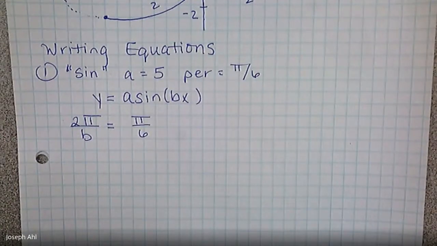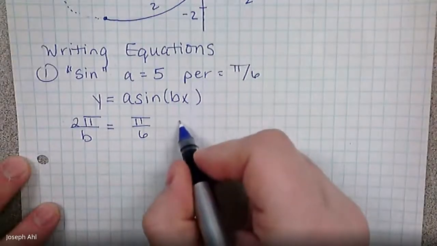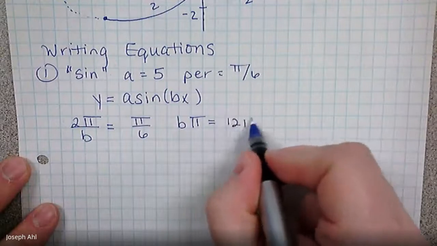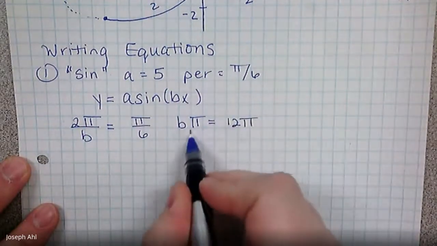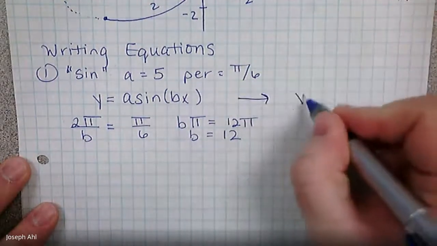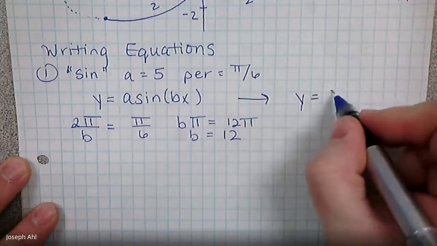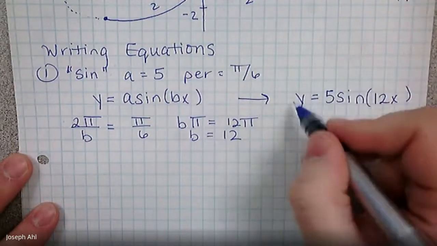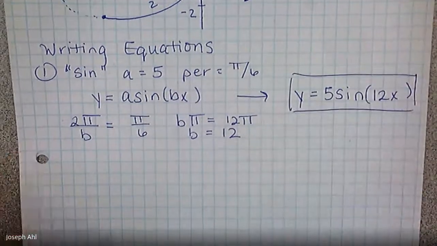So then just really quickly, you're going to go ahead and solve that for b. If you want to cross multiply, b times pi would equal 6 times 2 pi, which is 12 pi. Divide the pi out to get that the value of b is 12. So if a is 5 and b is 12, the equation would be y equals 5 sine of 12x. And there you have it.